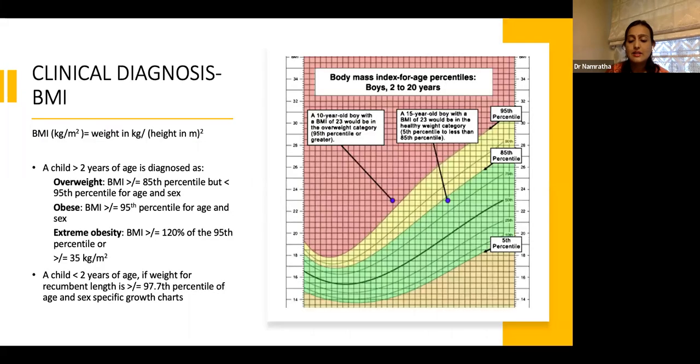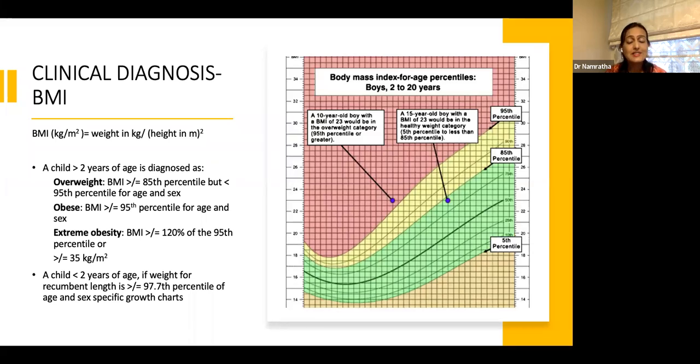So every child who comes to us should have the child's weight, height, and body mass index recorded on a growth chart. The diagnosis of obesity is made mainly on the body mass index. A child more than 2 years of age is diagnosed to be obese when the BMI is more than the 85th but less than the 95th percentile in the age-specific and sex-specific growth chart.